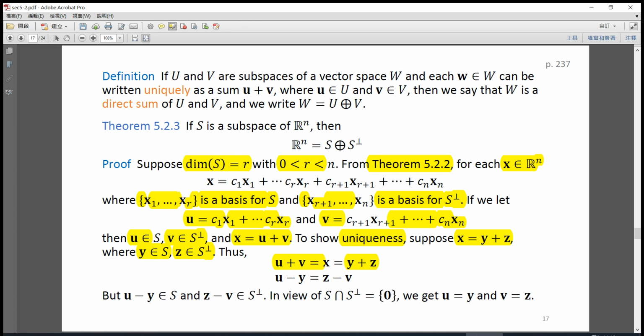After some arrangements, we have u minus y equals z minus v, and we know that u minus y belongs to S because S is a subspace, and the vector addition is closed in S. Similarly, z minus v belongs to S perp, because S perp is also a subspace, so vector addition is closed.